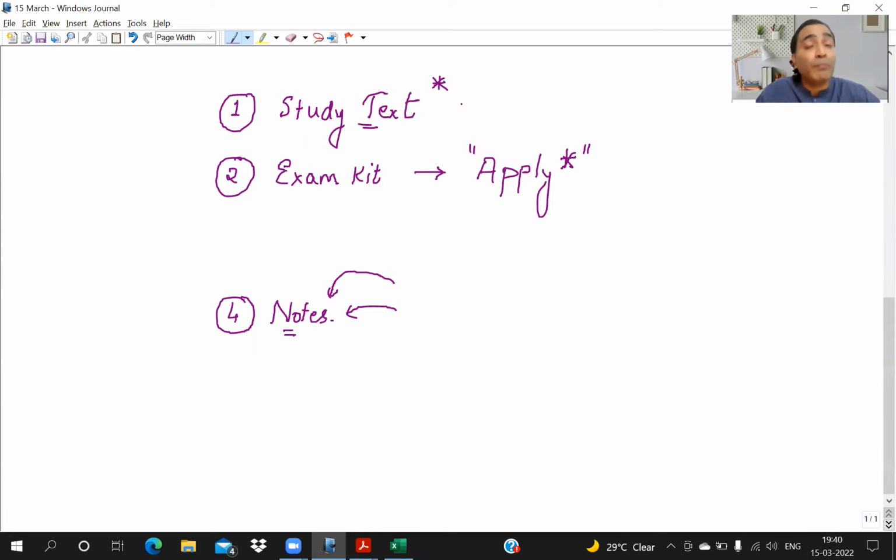We are going to learn. Sorry, we're not going to learn. We are going to apply whatever we learn from the study text and from the notes.